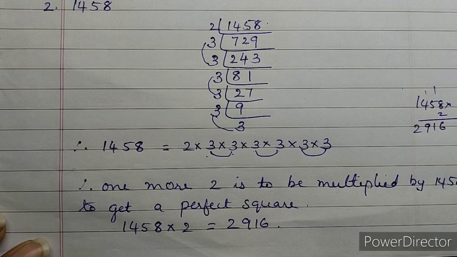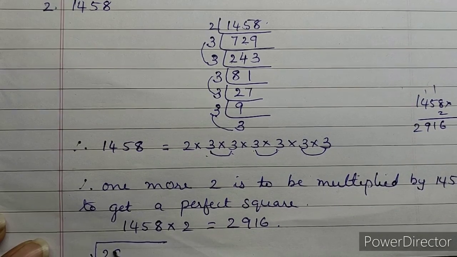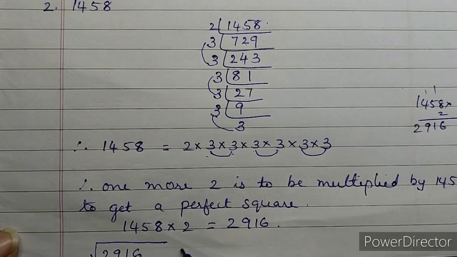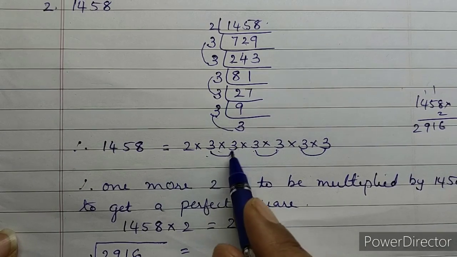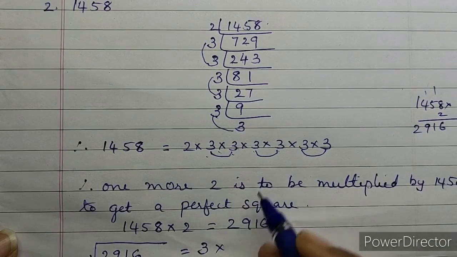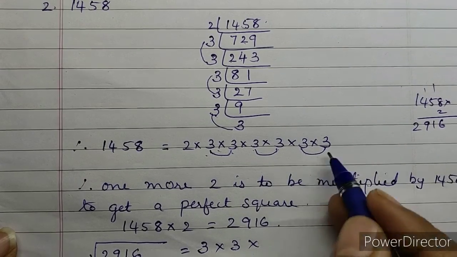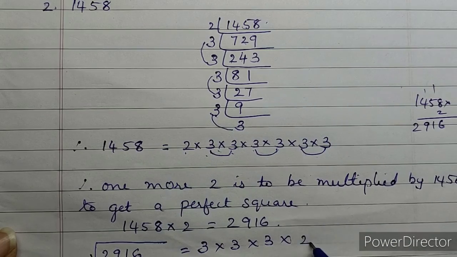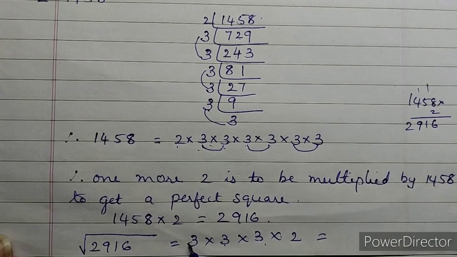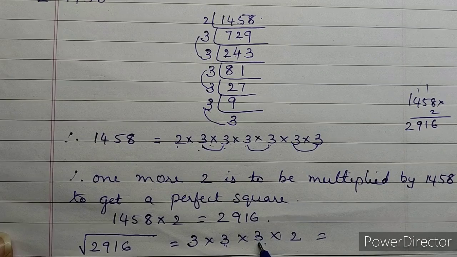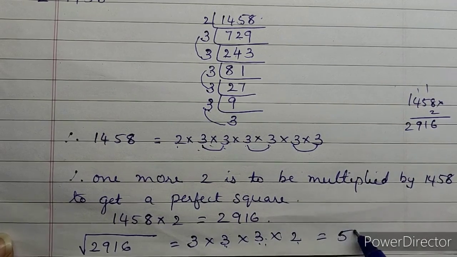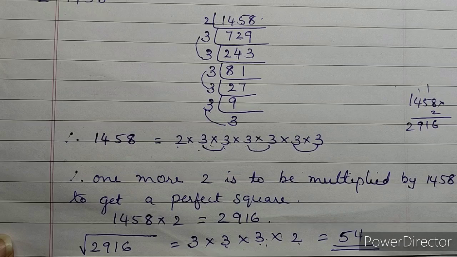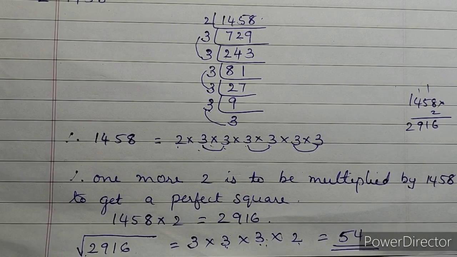And now you have to find the square root of the perfect square also. That is the second question. 2916 equals, from this 1 pair of 3s you can remove it outside. Again one more 3, one more 3, and 1 2 you have added here. So 2 into 2, one more pair you can write. So 3 3s are 9, 9 3s are 27, 27 2s are 54. So 54 is the correct answer, square root of 2916. So this is the way of doing these type of sums.